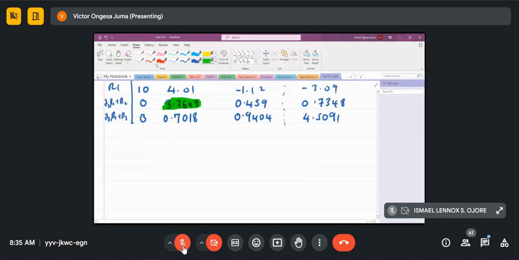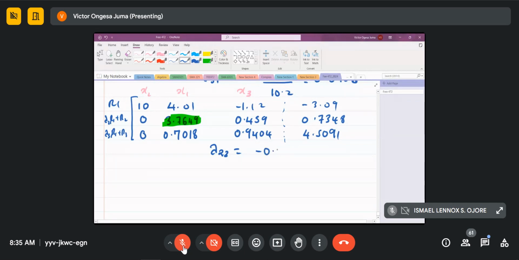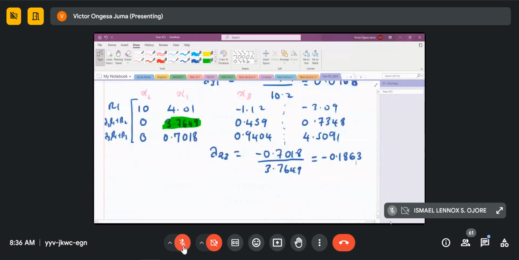And so we now define our new multipliers. We define lambda 23 as minus 0.7018 divided by 3.7649. What do we get? Negative 0.1863. And so we do the same. Nothing changes on row 1.